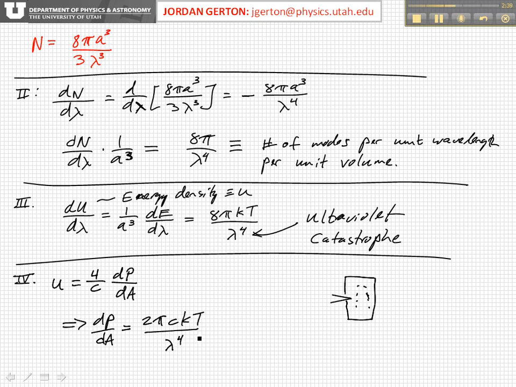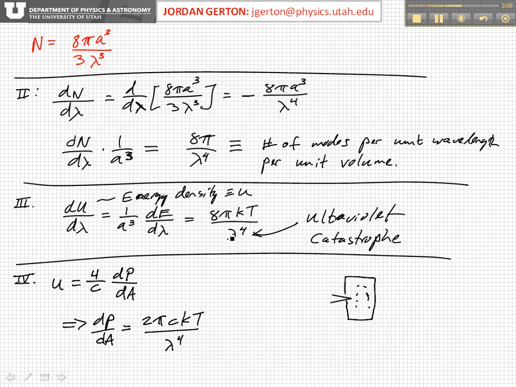So we see that we still have this problem. We still have this λ to the fourth power, which leads to the ultraviolet catastrophe. So the radiated power mimics the problem in the energy density, and we have this ultraviolet catastrophe.